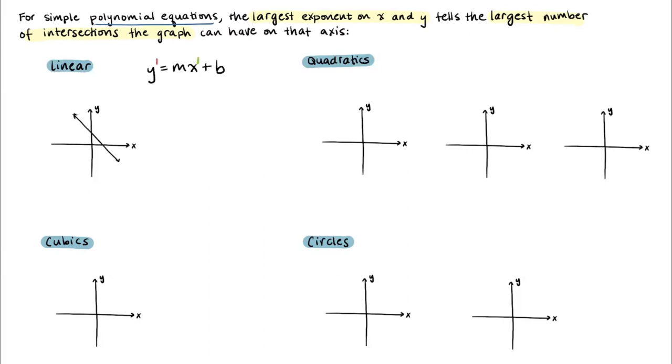Of course, lines can have different slopes and be moved around, but they're not going to cross the x-axis more than once. And they're not going to cross the y-axis more than once, right? That's the largest number of times that you can have.